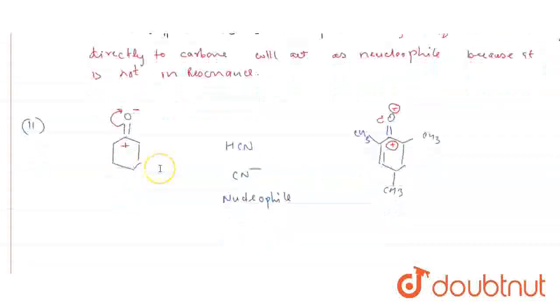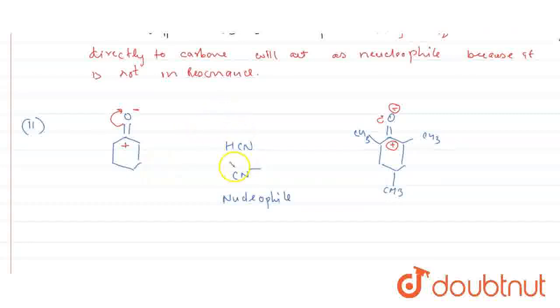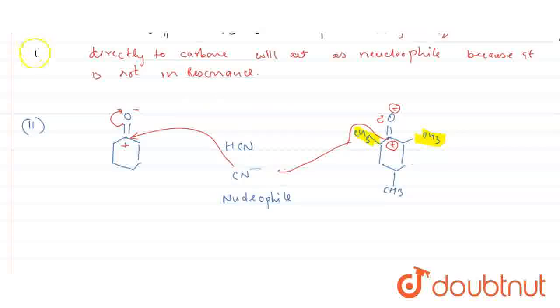But in the case of the first, you can see here, the CN negative can easily approach the carbon to attack. But in the second case, it will not be able to attack. The reason is that it is sterically crowded. So CN will not be able to approach the carbon. That's why it is less reactive or not reactive.